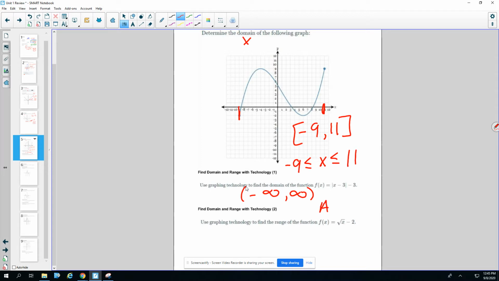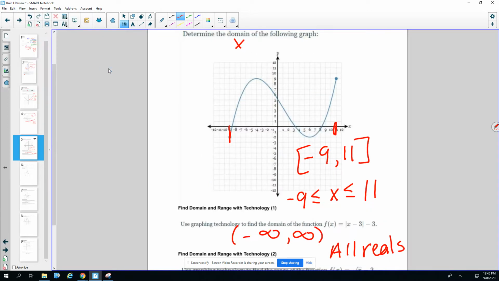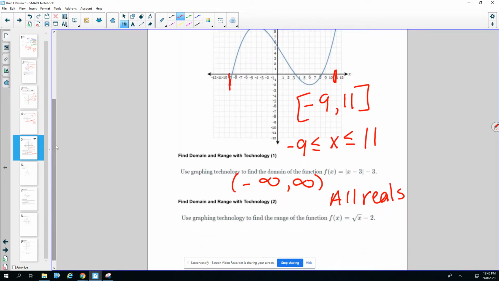So when we want everything, we just write all reals. And on Delta Math, that's actually a separate option. You can click the button that says all reals. I'm just going to zoom in a little bit more here so we can see this a little better, hopefully, especially if you're on a smartphone watching this or something.